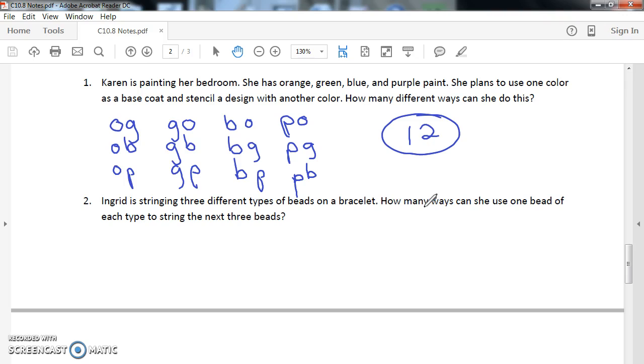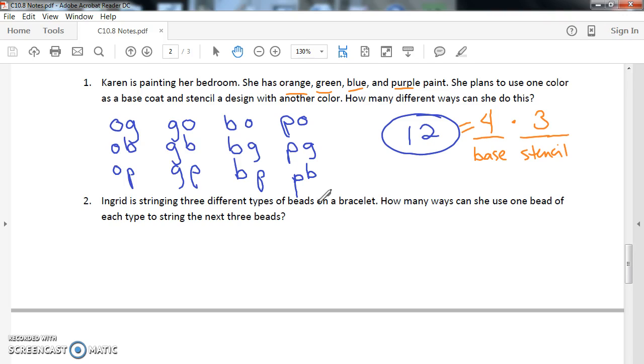Alternatively, we can use the fundamental counting principle for permutation. Because we have no duplicates, you can kind of think of it this way. Here's our base, and here's our stencil. How many different options do we have for the base color? We have orange, green, blue, and purple, so that's 4 different options. But once we've chosen one of those, we're not going to use the same color to stencil with, so we now only have 3 options for stenciling, and that, not coincidentally, multiplied together gives us 12.